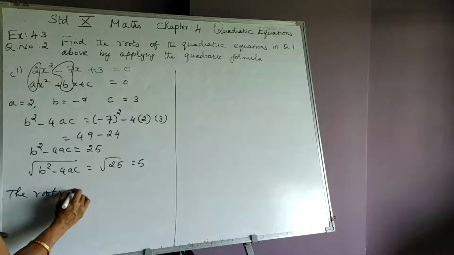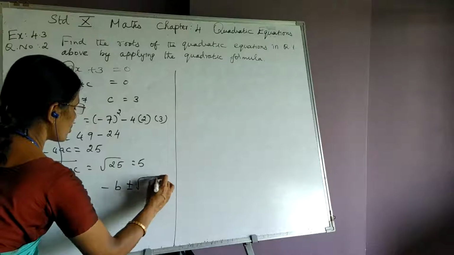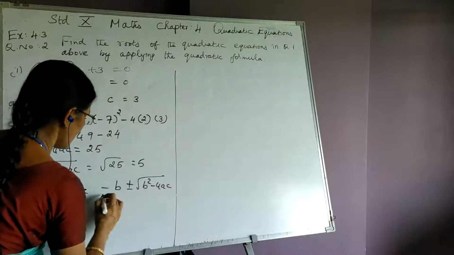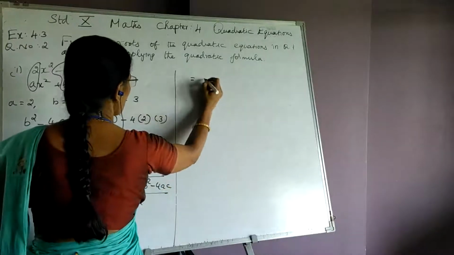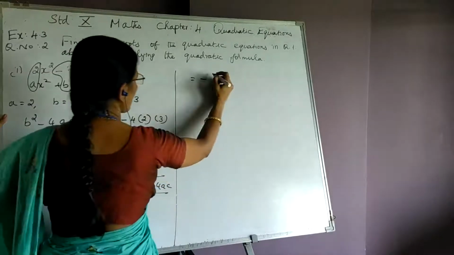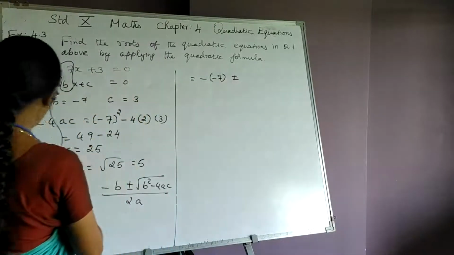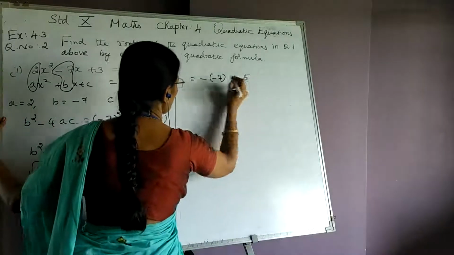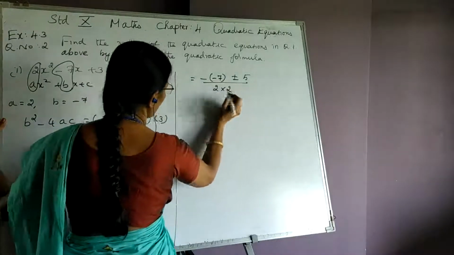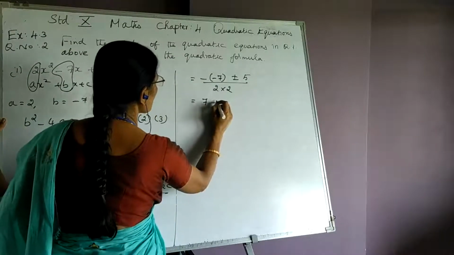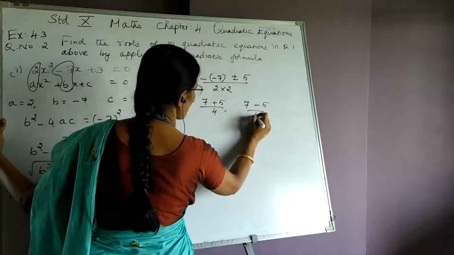What are the roots we have learned? In the previous derivation we learned, the roots are minus b plus minus root of b square minus 4ac upon 2a. Remember, this is the formula, which is equal to minus, what is the value of b? Minus 7. So minus of minus 7 plus minus, the root we have found is 5, divided by 2a. What is the value of a? a is equal to 2, which is equal to 7 plus 5 upon 4, 7 minus 5 upon 4.